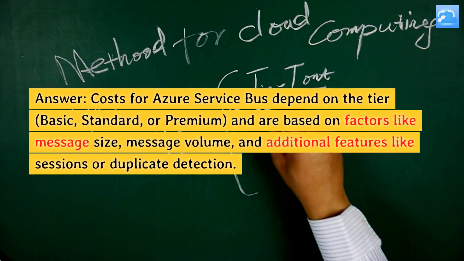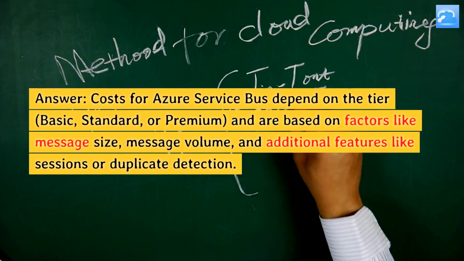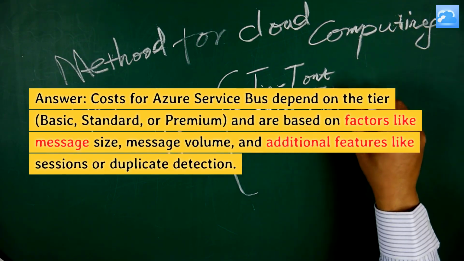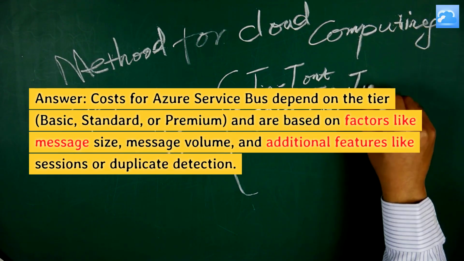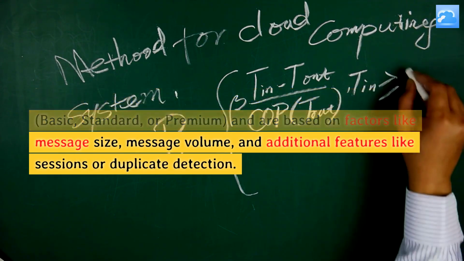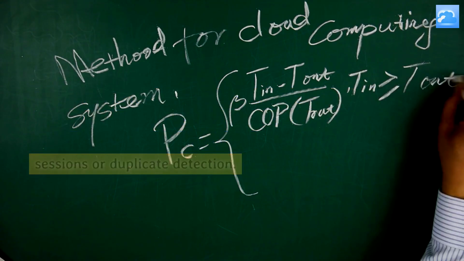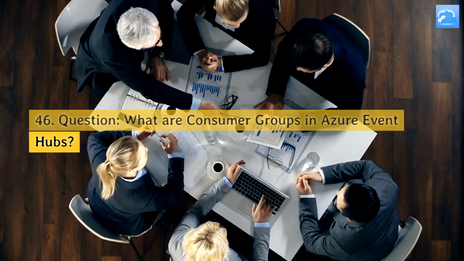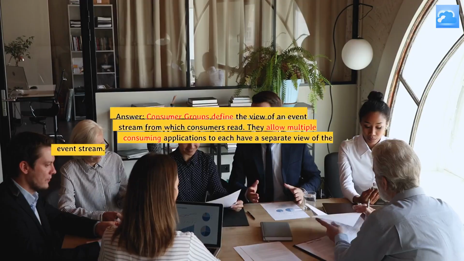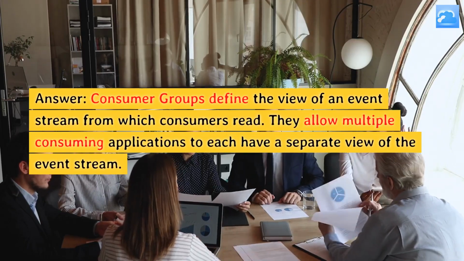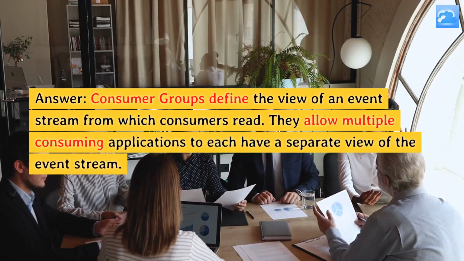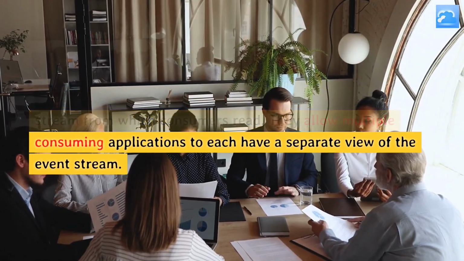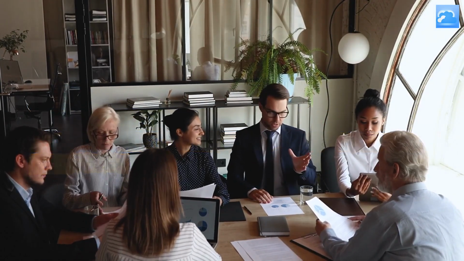Answer: costs for Azure Service Bus depend on the tier, basic, standard, or premium, and are based on factors like message size, message volume, and additional features like sessions or duplicate detection. 46. Question: what are consumer groups in Azure Event Hubs? Answer: consumer groups define the view of an event stream from which consumers read. They allow multiple consuming applications to each have a separate view of the event stream.